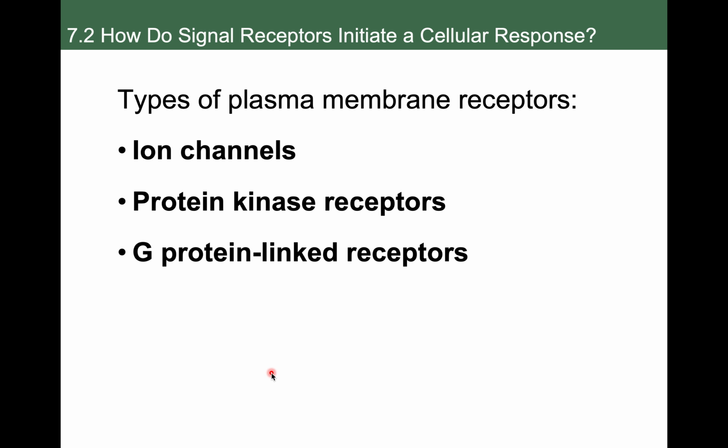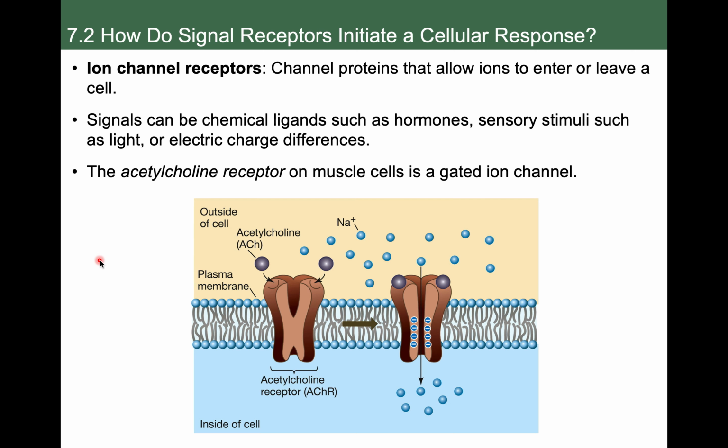Now, I want to show you three different common types of plasma membrane cell surface receptors. So these are sort of big families, and they're very well understood and studied. I just wanted to show you a generic overview of these three different types. And they are what are called ion channel receptors, protein kinase receptors, or G protein linked receptors. So let's start with the ion channel receptors.